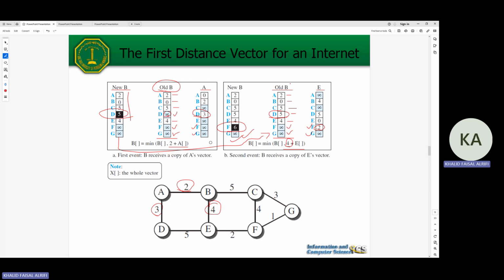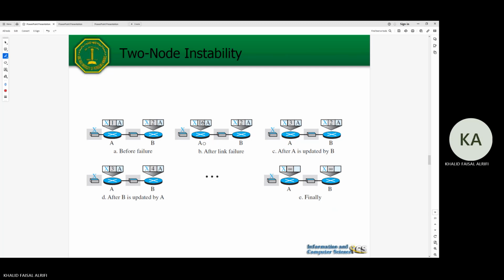Okay, next is node instability. I skipped it, but the concept says that if you have a cut or a problem in your link, it will lead to a problem where you reach infinity at the end. I will try to explain now.